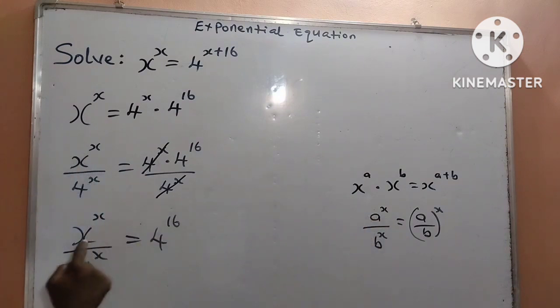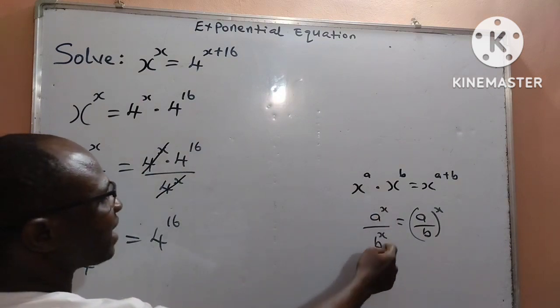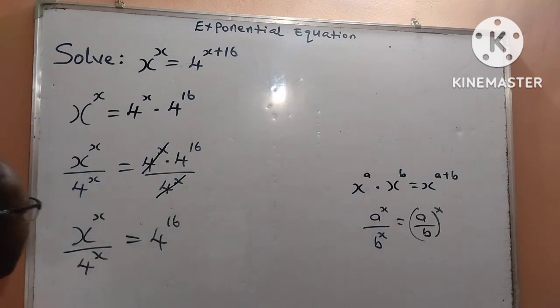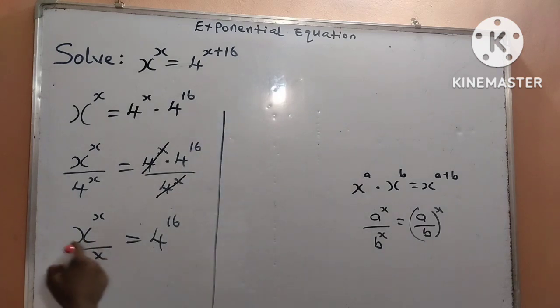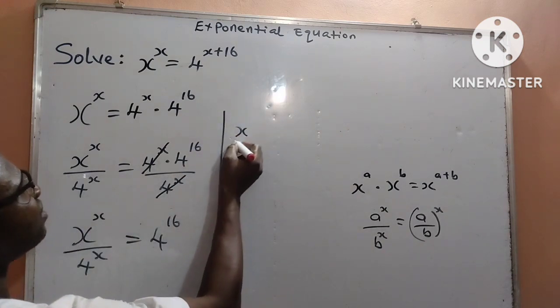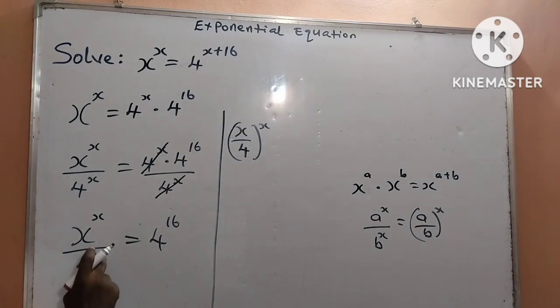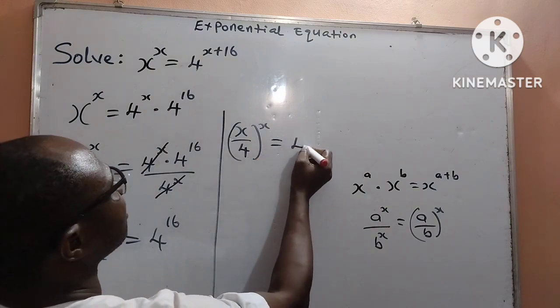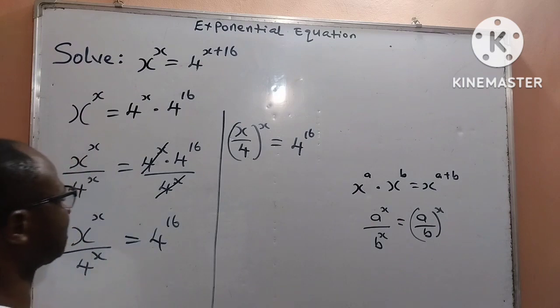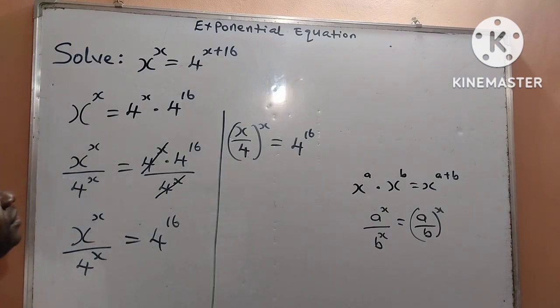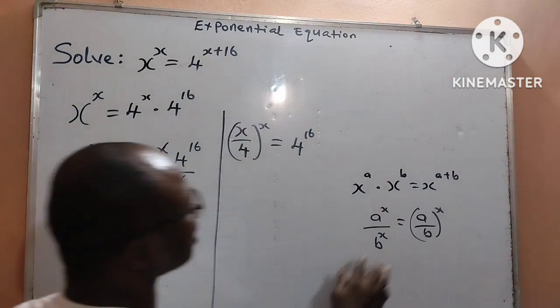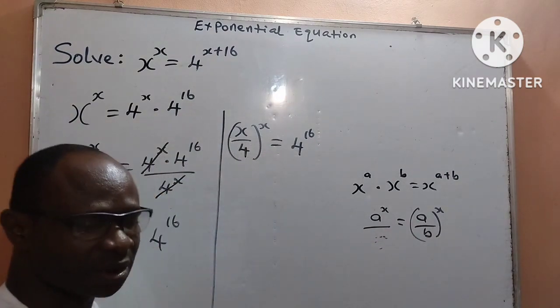My a here is x, and my b here is 4. So the powers are x, x. So I now have written next x over 4 all to the power of one common power, which is x. And my right hand side will still be 4 to the power of 16. Very good. Just very, very good. Now, let us move on.